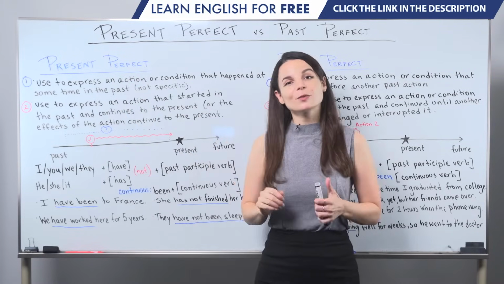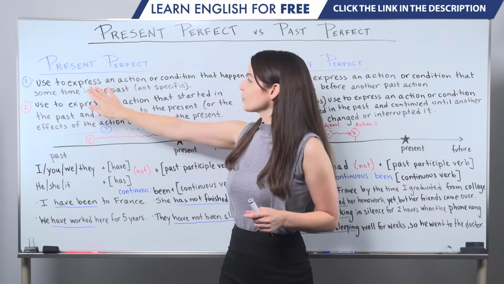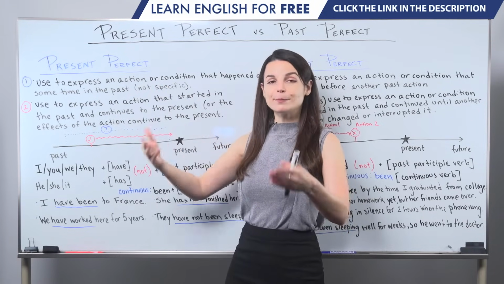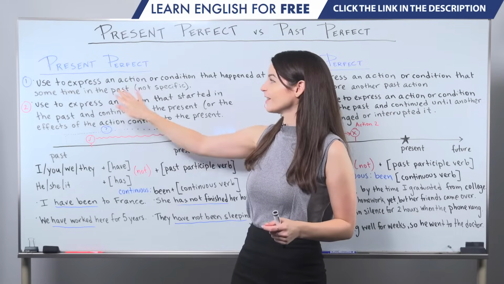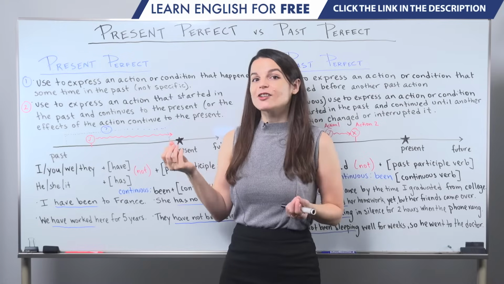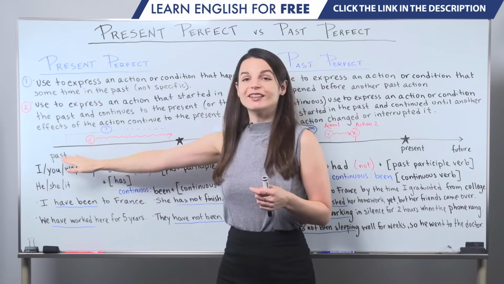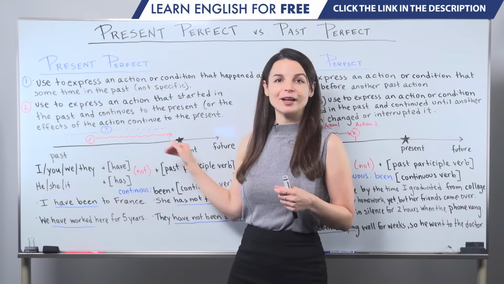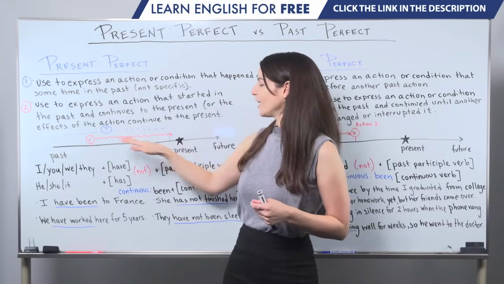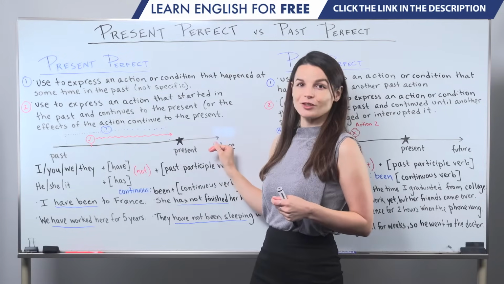First, we use present perfect tense to express an action or a condition that happened at some time in the past. So this is a non-specific action, yeah? If we imagine this on a timeline, it might look like this. So here's the timeline we're going to use for this lesson. We have the past and the present and the future here, yeah?